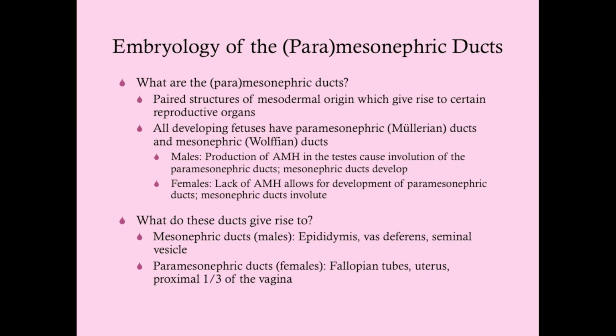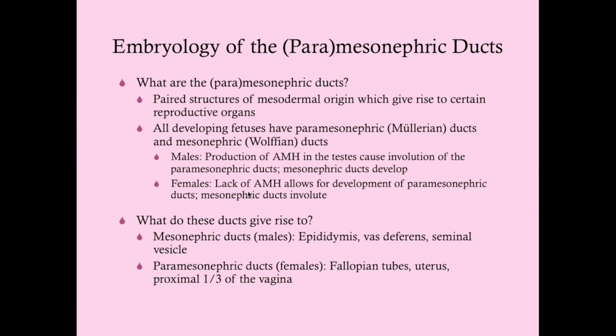All developing fetuses will have both paramesonephric or Müllerian ducts and mesonephric or Wolffian ducts. Around 8 weeks, once you start getting sex differentiation, one of these ducts is going to involute. In males, it'll be the Müllerian duct that involutes, and in females, the Wolffian duct. Males produce anti-Müllerian hormone, AMH, which is ultimately activated by the SRY gene, which creates testis determining factor. That also activates SOX9, which directly alters the expression of AMH. So males produce AMH, and that ultimately causes the Müllerian ducts to involute and the Wolffian ducts to develop.